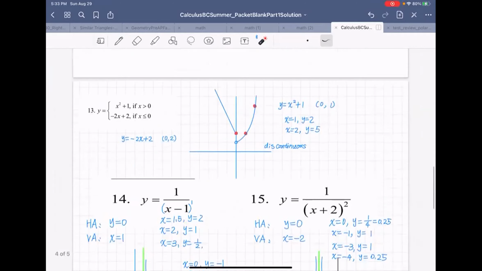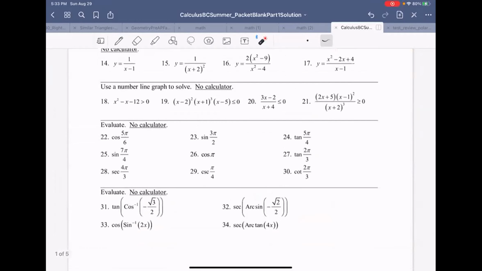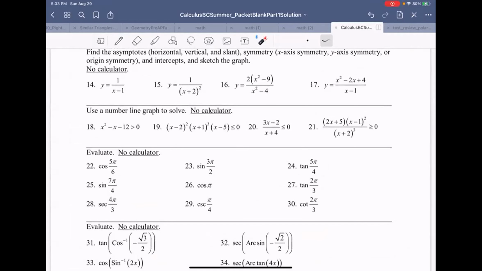Number 50. Number 16. Okay, let's draw this one. Okay, I already drew it here. I'm going to just explain the question, okay?